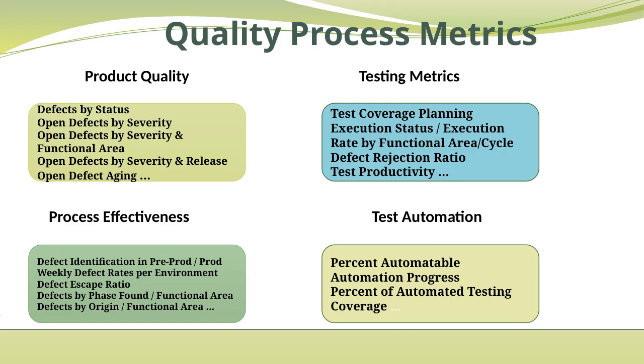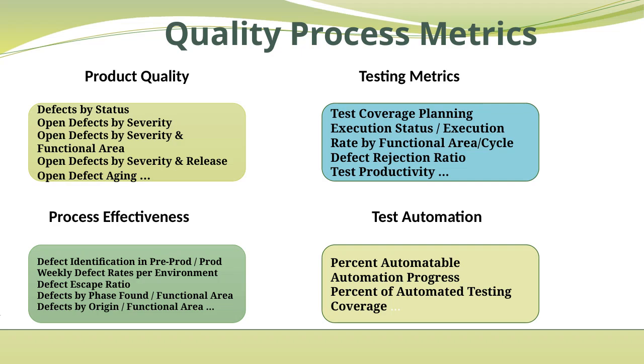When we look at quality process metrics, several key indicators help us keep track of defects and overall testing effectiveness. First, monitoring open defects by severity shows us which issues are most critical and need immediate attention. Breaking this down further by functional area or release helps pinpoint where the problems are concentrated, allowing the team to focus resources effectively. Defect aging tracks how long defects remain unresolved, which is important to avoid bottlenecks.